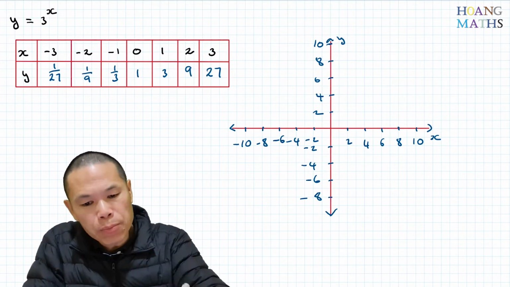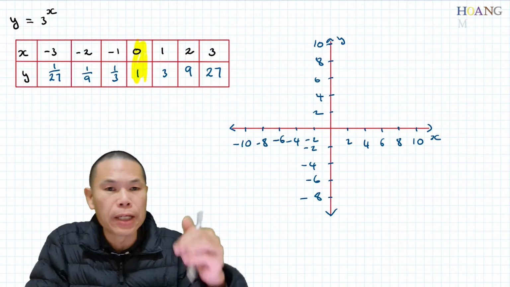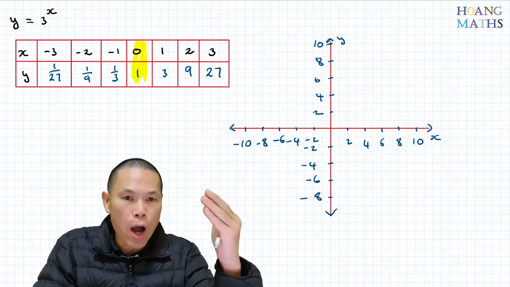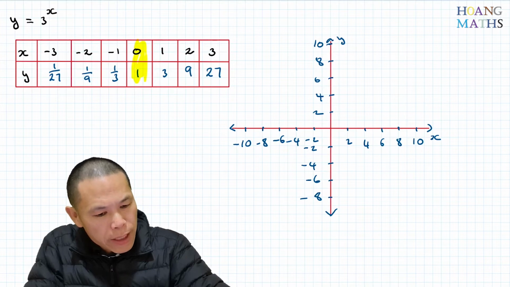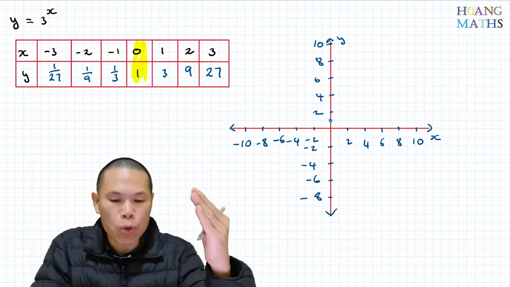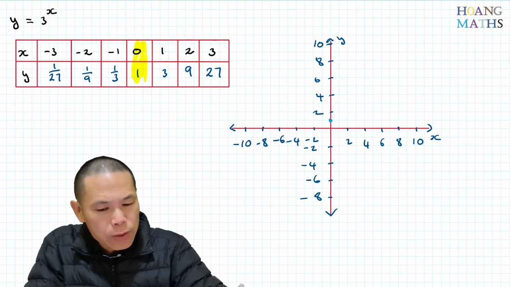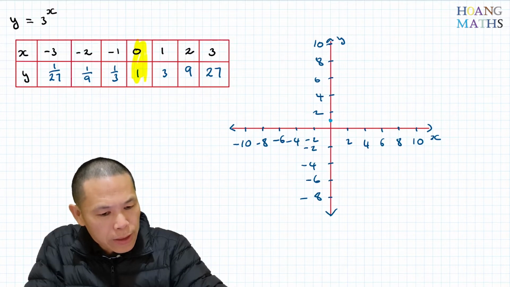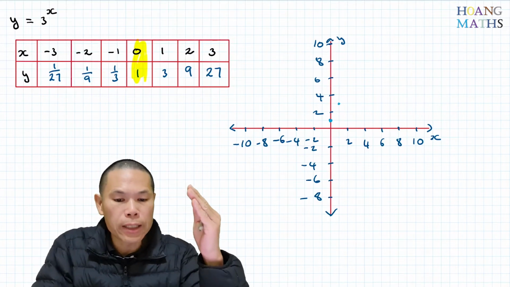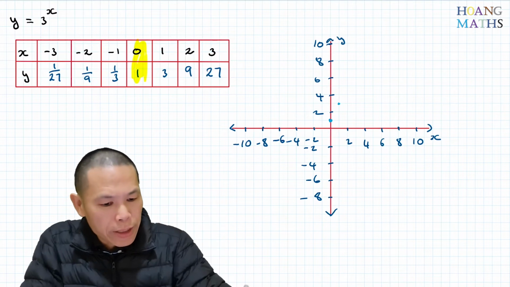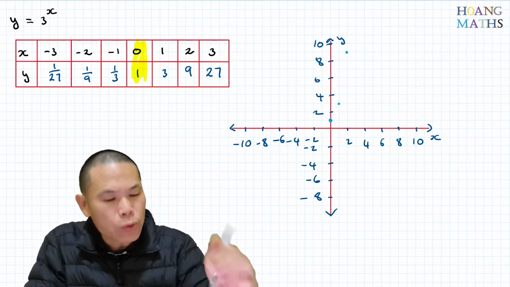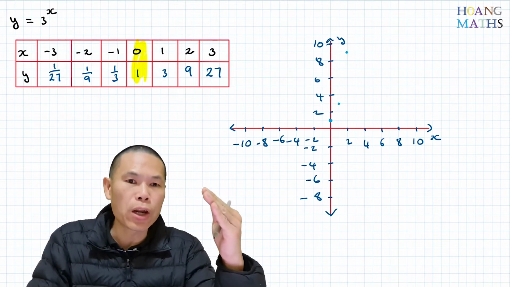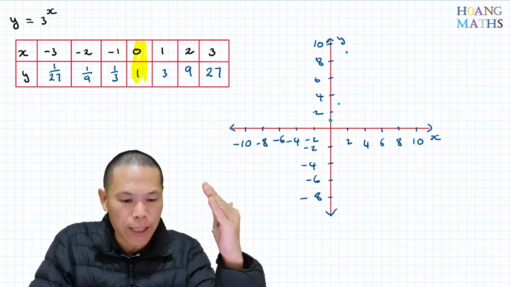Okay, let's start from this point here, 0, 1. So when x is 0, y is equal to 1. So 0, 1 is here. And the next point is 1, 3. So when x is 1, y is 3. So here roughly, okay? And when x is 2, y is equal to 9. So 2, 9 here. And then 3, 27. So we haven't got that on the number plane, so we just skip that, okay?